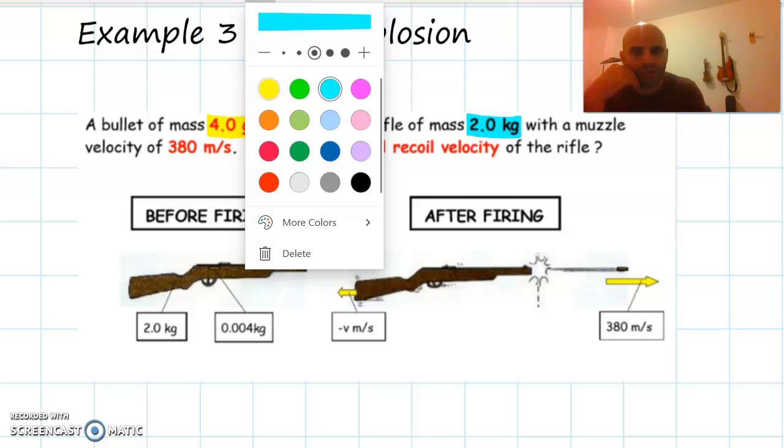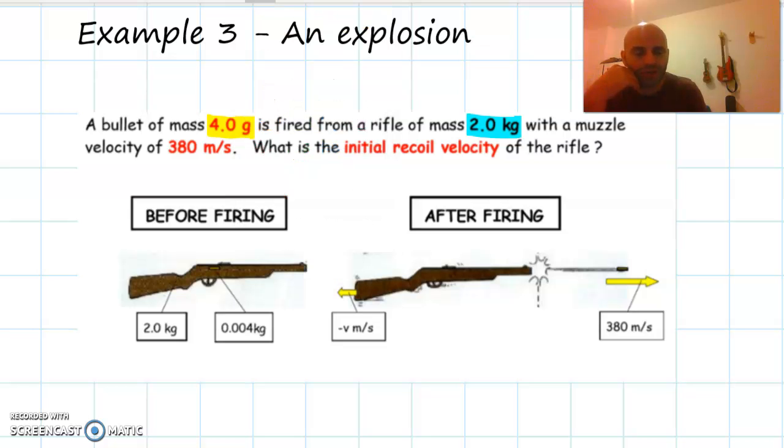They say the bullet of mass 4 grams is fired from a rifle of mass 2 kilograms with a muzzle velocity. The muzzle of the gun is basically the barrel of the gun. So the top part of the barrel is called the muzzle. The muzzle velocity is 380 meters per second. And then, confusingly enough, what they ask for here is, what is the initial recoil velocity of the rifle?